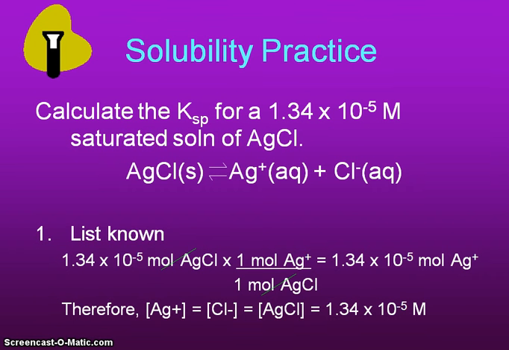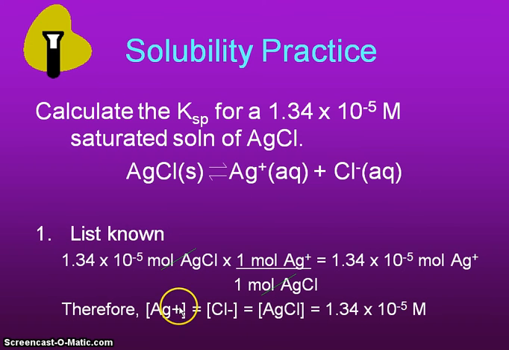So here's a sample problem with solubility. It says to calculate the KSP for a 1.34 times 10 to the negative 5th molar saturated solution of AgCl, and we're given our balanced equation. So what we know here is our molarity for this silver chloride, and that's it. And in our equilibrium expression, we need the concentrations of both of our products.